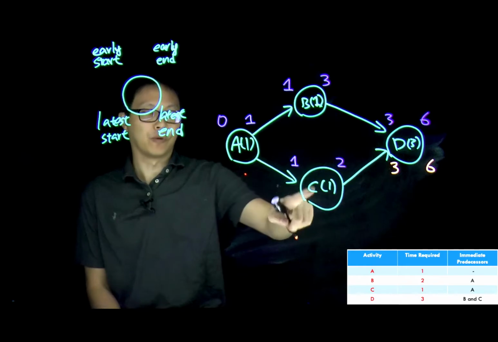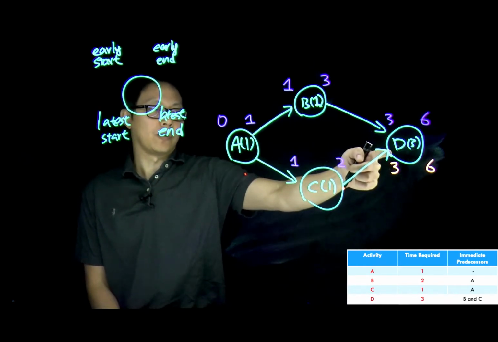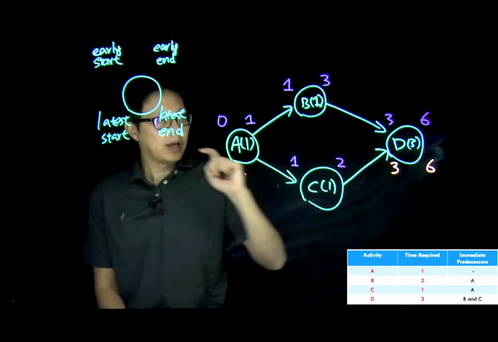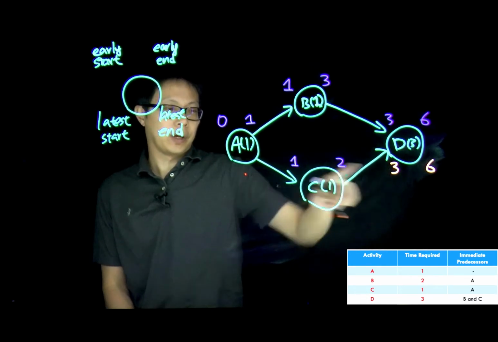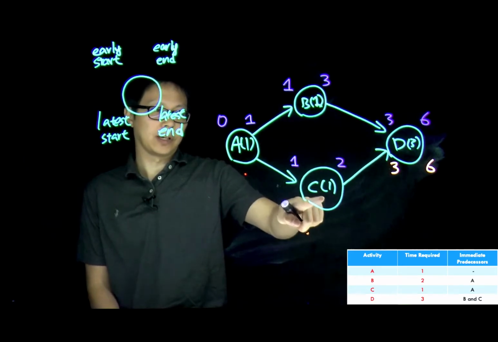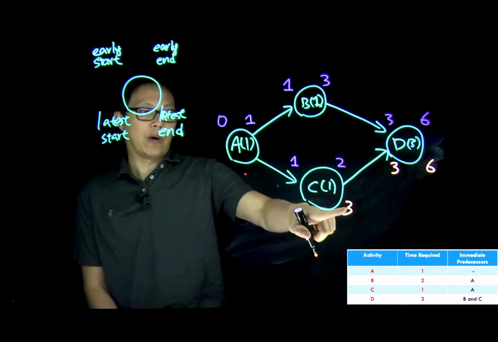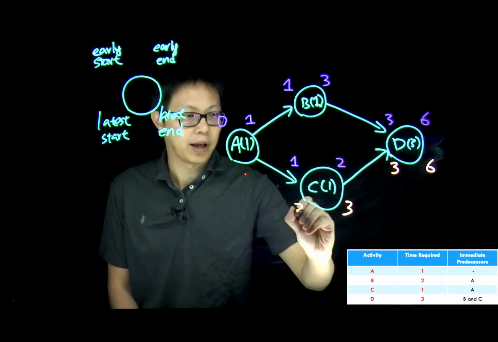Now, let's move on to C, because we start to work on D after we finish C. We know we need to start to work on D at time 3. That means we only need to finish C at time 3. If I want to finish C at time 3, that means I only need to start to work on C at time 2.